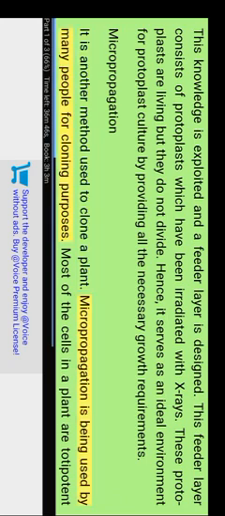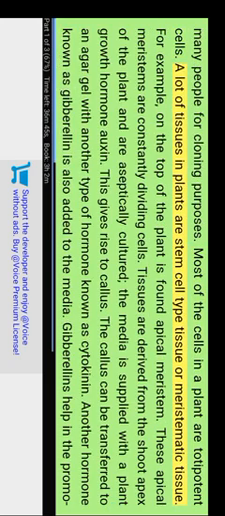Micropropagation is being used by many people for cloning purposes. Most of the cells in a plant are totipotent cells. A lot of tissues in plants are stem cell type tissue or meristematic tissue. For example, on the top of the plant is found apical meristem. These apical meristems are constantly dividing cells.